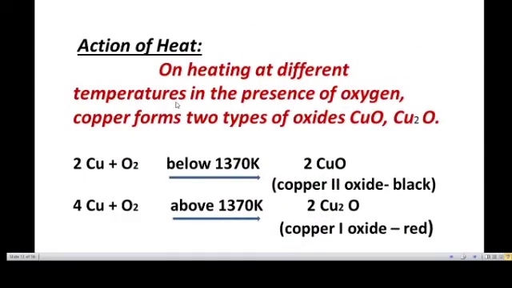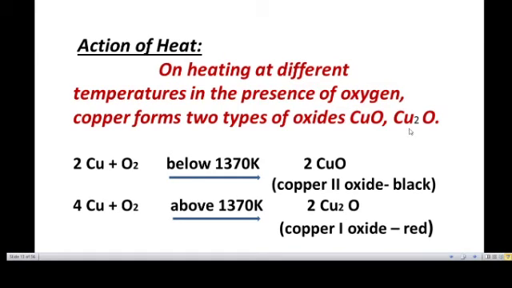Then action of heat. This is the second chemical property. On heating at different temperatures in the presence of oxygen, copper forms two types of oxides. One is CuO, another is Cu2O. CuO is copper second oxide, and its color is black. Copper first oxide, Cu2O, is red.